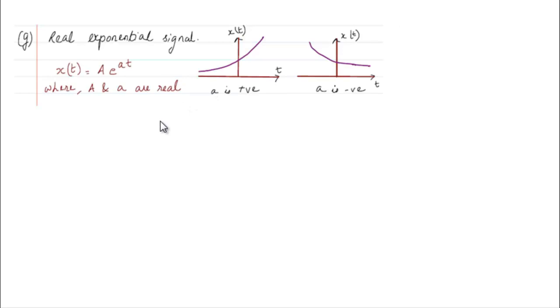Hello students. Next we look at elementary signals, part 2. The real exponential signal x of t is equal to a e to the power at, and that signal is basically drawn here.